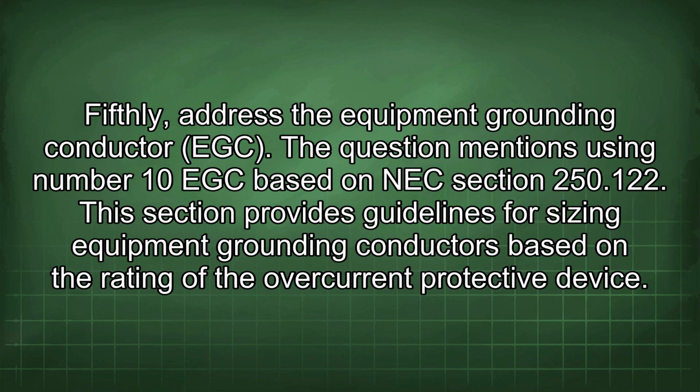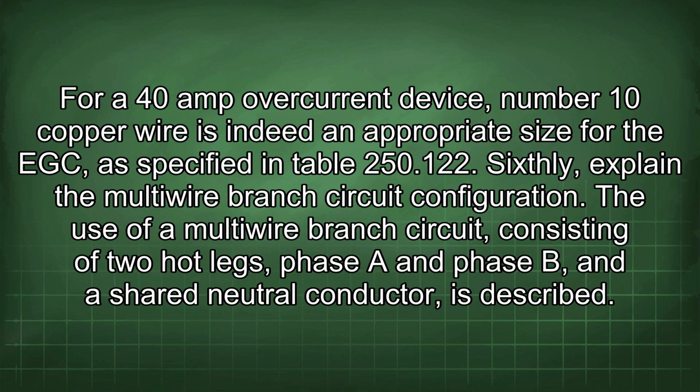Fifthly, address the equipment grounding conductor, EGC. The question mentions using number 10 EGC based on NEC section 250.122. This section provides guidelines for sizing equipment grounding conductors based on the rating of the overcurrent protective device. For a 40 amp overcurrent device, number 10 copper wire is indeed an appropriate size for the EGC, as specified in Table 250.122.